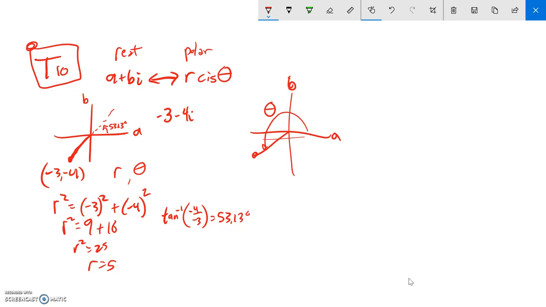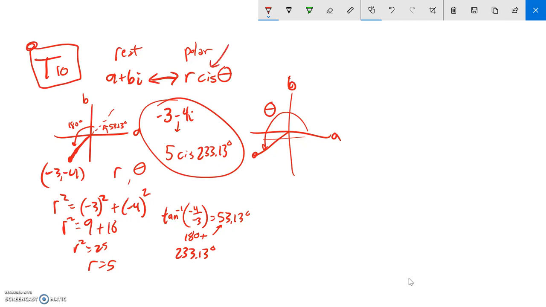Now I notice that this right here is actually 53.13 degrees. So if my point had actually been here, which would have been positive 3, positive 4, I would use that value. But it doesn't. My point's here. So this is 180, so I'm going to add 180 to that. That'll give me my actual degrees, which would be about 233.13 degrees. So this converts to 5 cis 233.13 degrees.